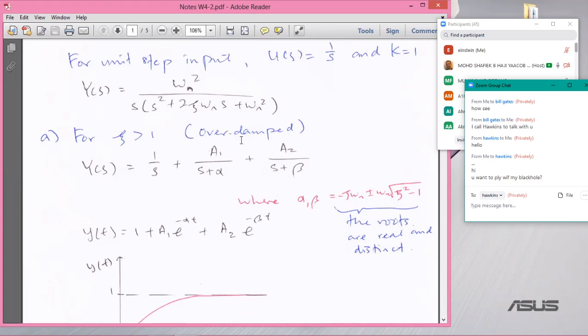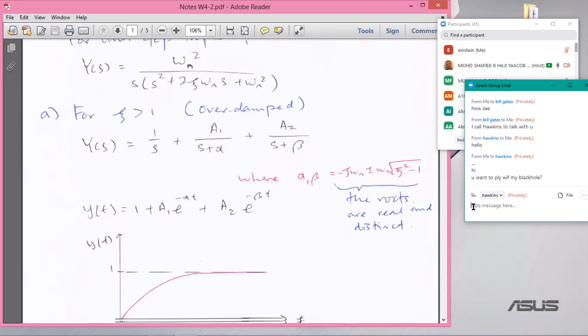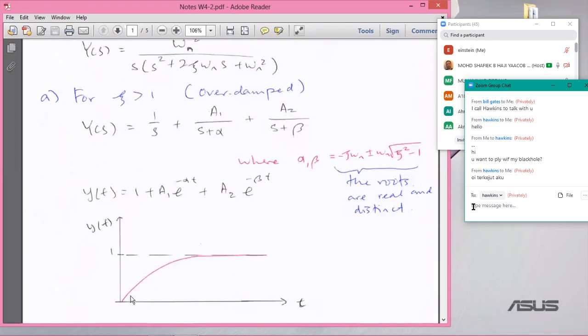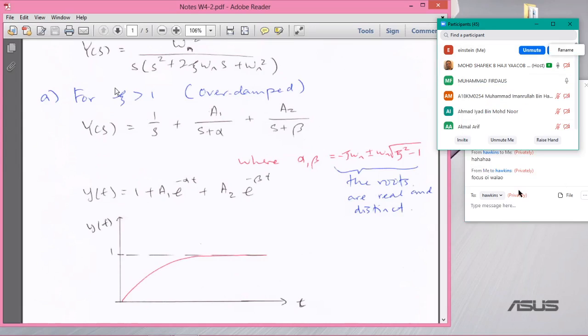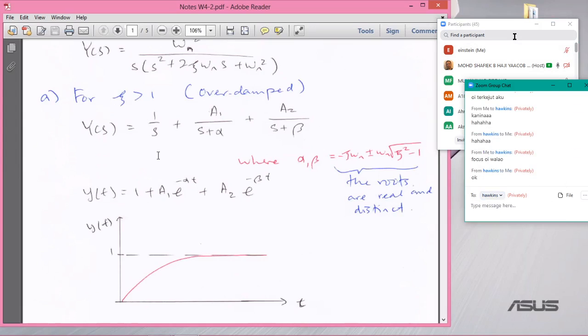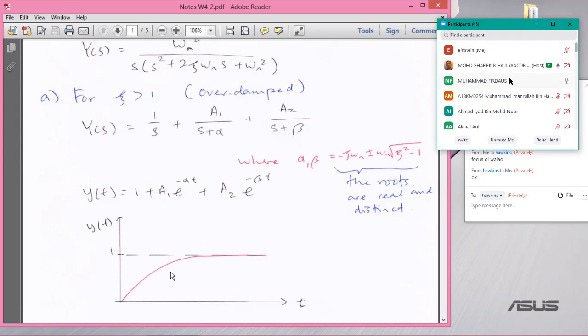Again, these are the roots of the quadratic equation. If they are real and distinct, and of course you can factor it out, then the time response of a second order system looks just like the first order system. So this is called the overdamped case. So when zeta is greater than 1, this is called the overdamped case.